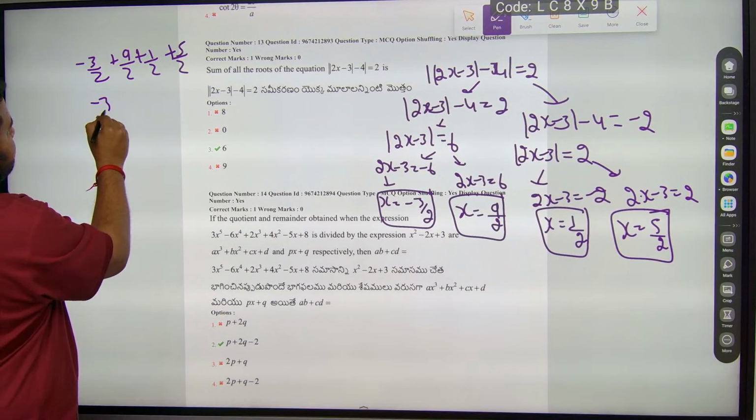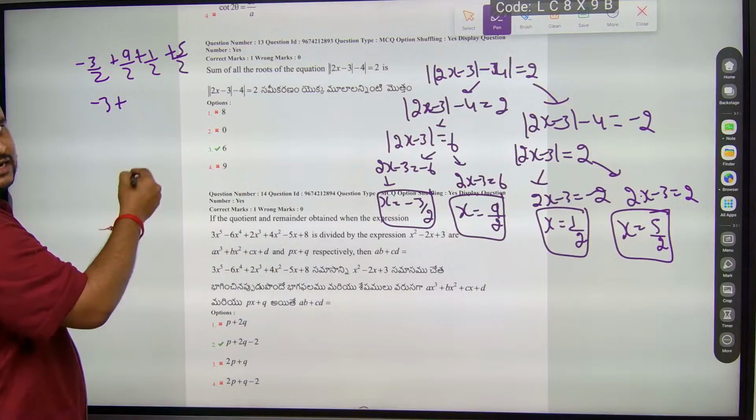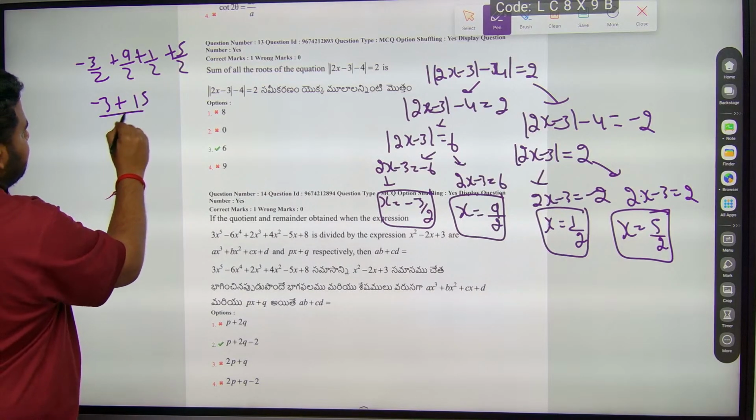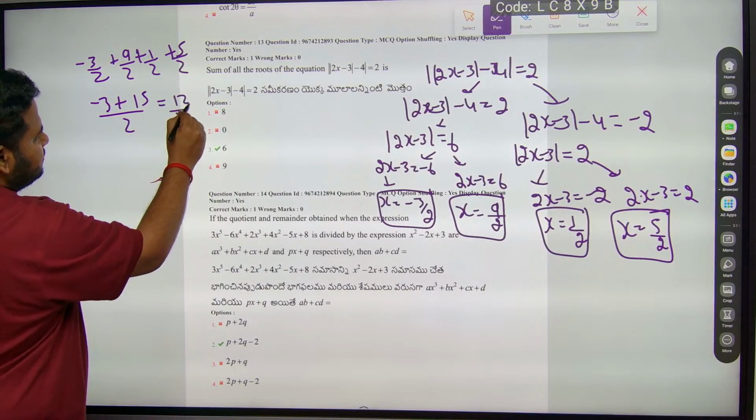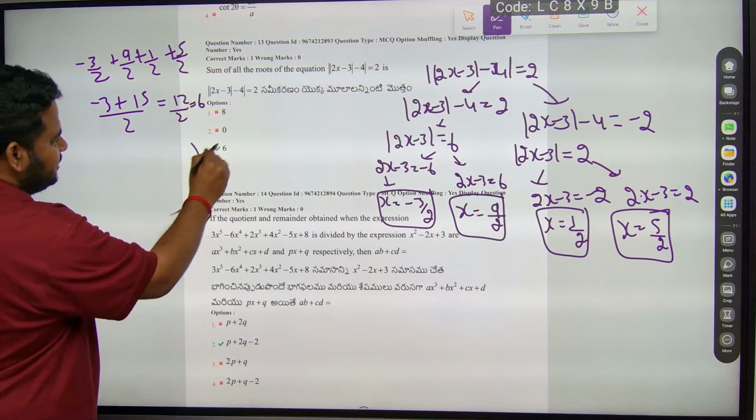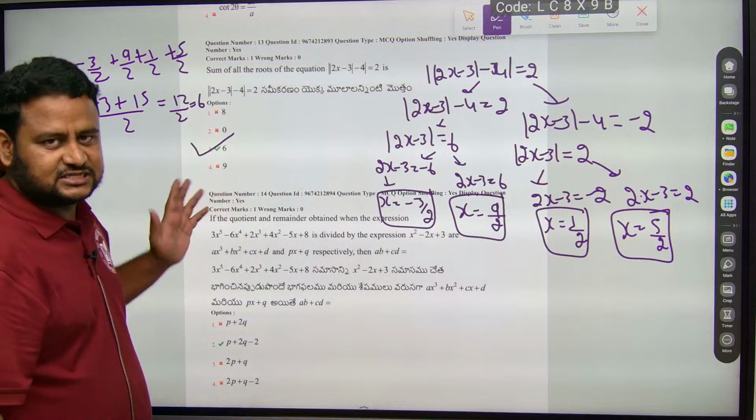Minus 3, 9 plus 2, 10. 10 plus 5, 15. So 15 by 2. Minus 3 plus 15 is nothing but 12. 12 by 2 is nothing but equal to 6. That is option 3. That is the third option. 6 is the correct answer, friends.